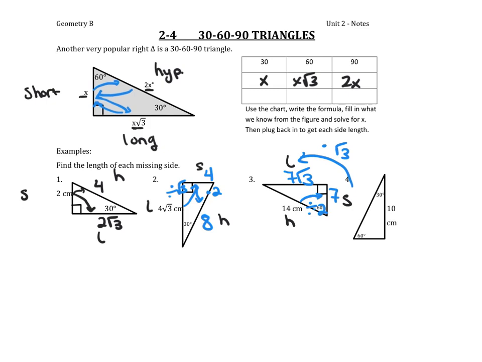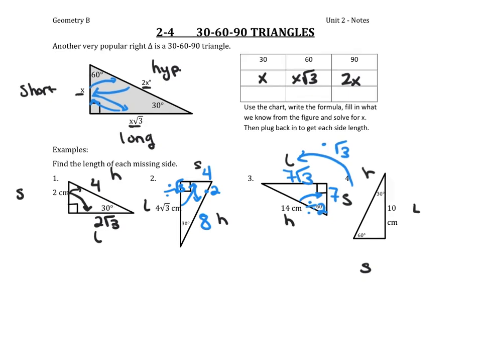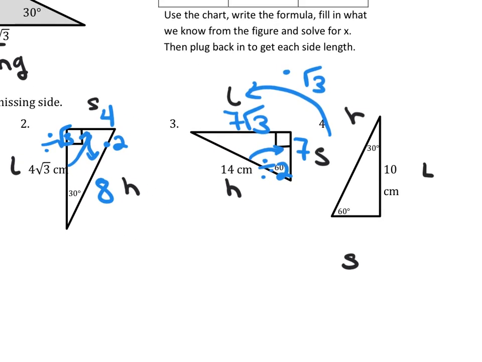In our final example, we are given the long side. We want the short side, and then we'll find the hypotenuse. I'll blow this up a little bit so we have a little more space. Okay, so to go from the long side to the short side, we would divide. As I was saying, we would divide by root 3.